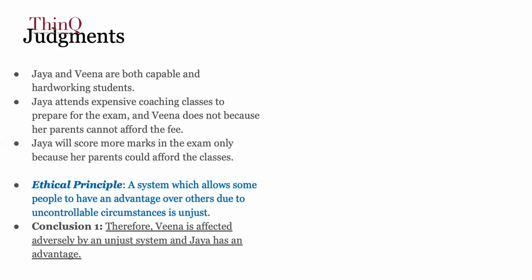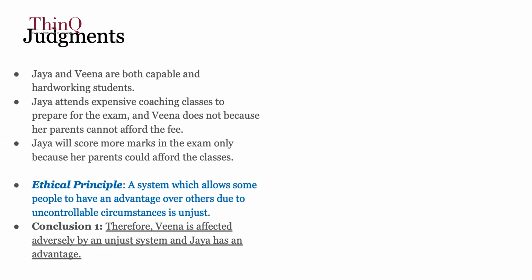So this particular system gives an undue advantage to people who have access to certain things, or in other words, it allows some people to have an advantage over others due to uncontrollable circumstances. In this particular case, Veena does not have control over whether her parents can afford the fee or not. Therefore, this system is unjust to Veena, and that's why I say Veena is the most affected.